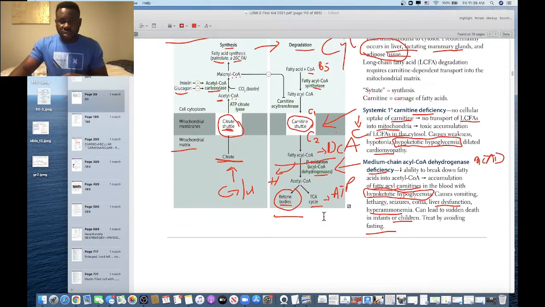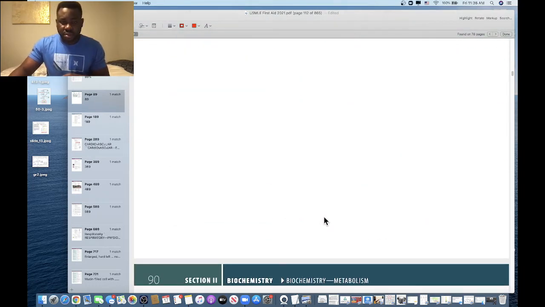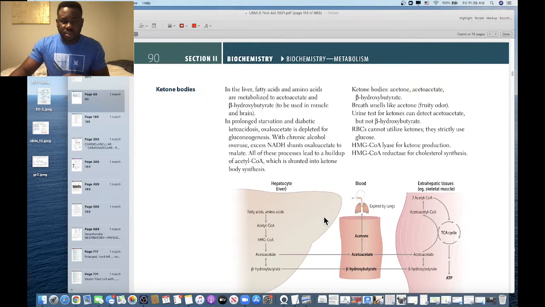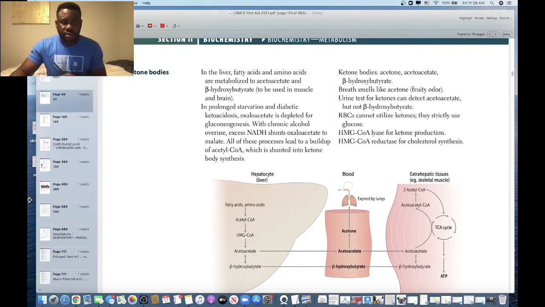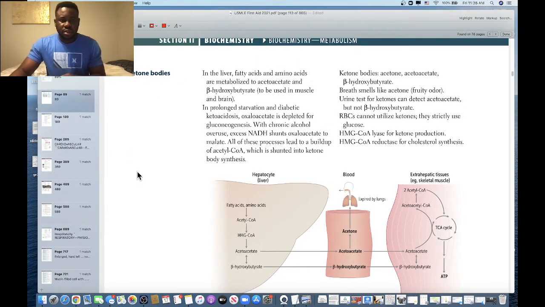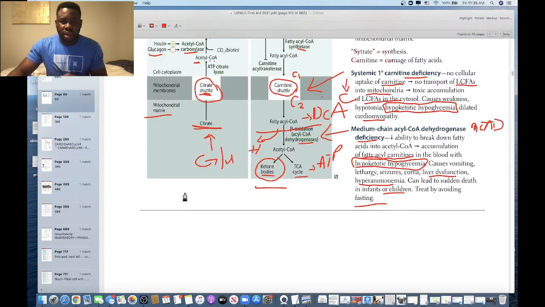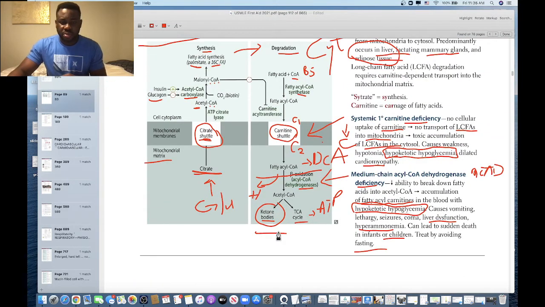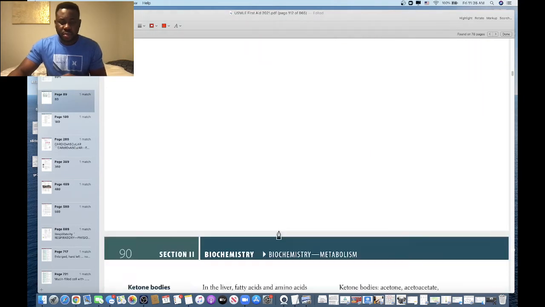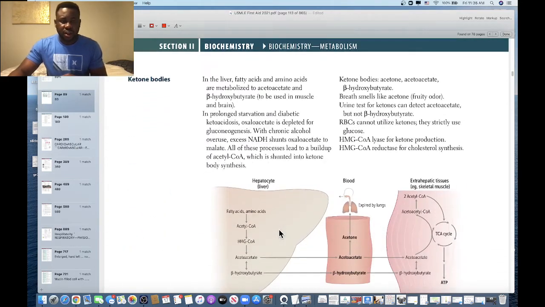All right, now let's go to the next page. On the next page, we want to look at ketone bodies. Earlier on, we had said that the degradation helps us to make ketone bodies. So let's see how we make the ketone bodies.